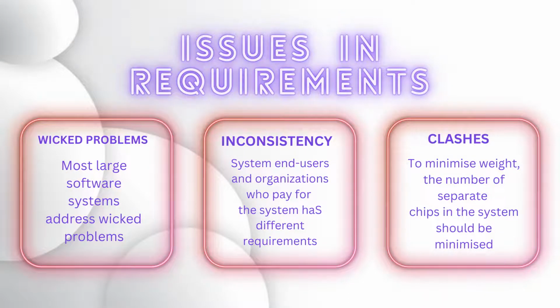Okay, in many workplaces, we are bound to encounter many sorts of problems. The same goes for this topic, issues in requirement. First, we have wicked problems. Most large software systems address wicked problems. Inconsistency: the system users and the organization who pay for the system have different requirements. Next, clashes. To minimize weight, the number of separate chips in the system should be minimized.